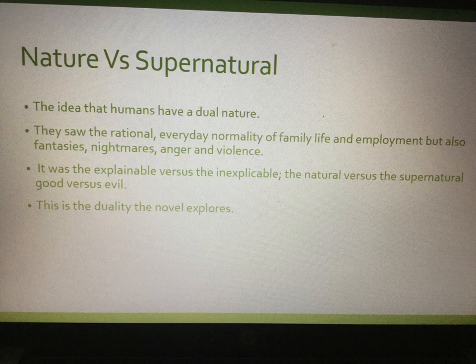One of the biggest themes in the novella is nature versus the supernatural, so the natural and the supernatural. And this is the idea that humans have a dual nature. They saw the rational, everyday normality of family life and employment, but also fantasies, nightmares, anger and violence. So basically it was the explainable versus the inexplicable, the natural versus the supernatural. More basic, good versus evil. And we know that the whole novella explores duality. So these themes will be cropping up as we analyse each chapter.